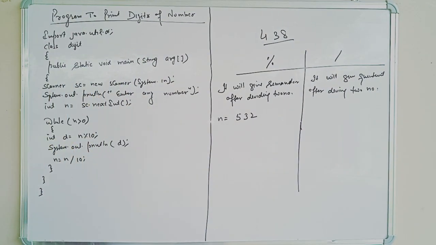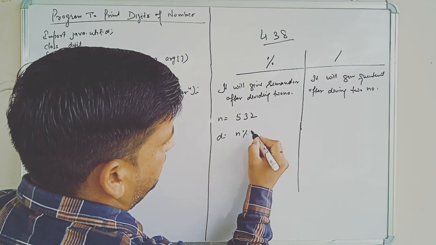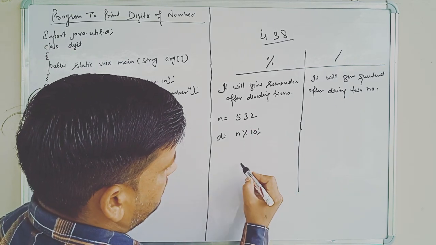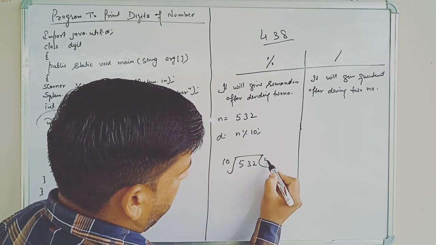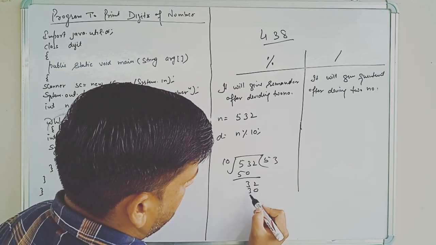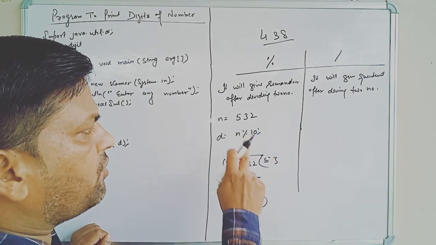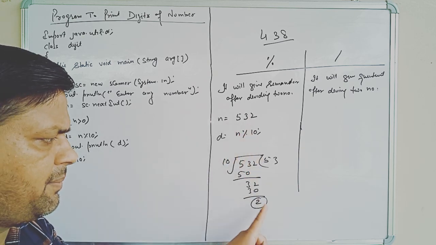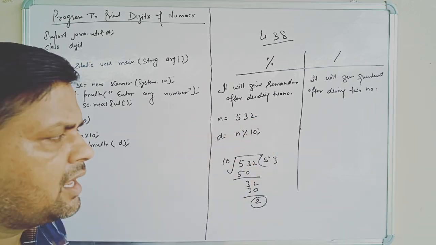Example, if I take a number n equal to 532, and I write d equal to n mod 10, so what will happen? If you divide 532 by 10, what is the remainder? 2. So n mod 10 for n equal to 532 will give you the last digit, meaning the remainder will be 2. Generally we say that if you take n mod 10, it will give you the last digit.